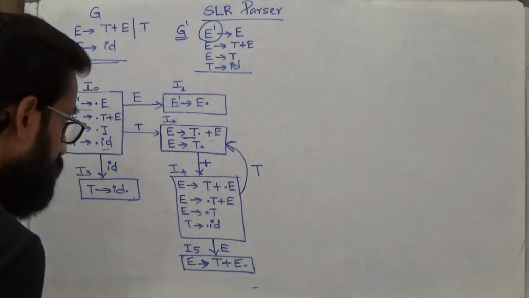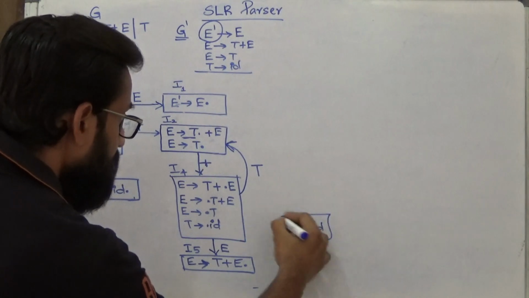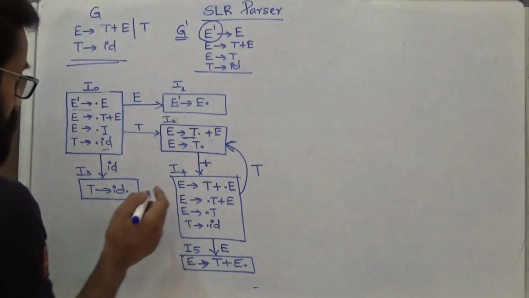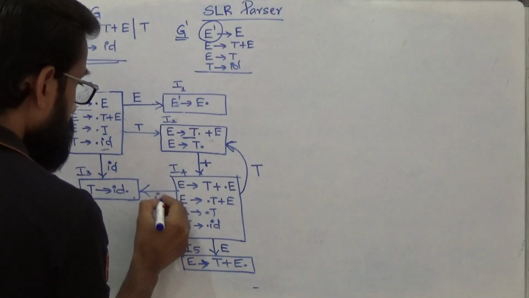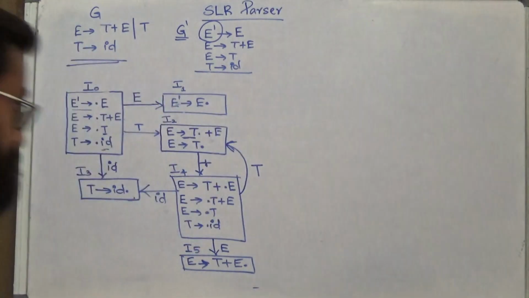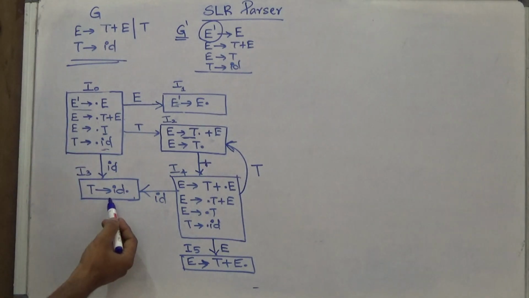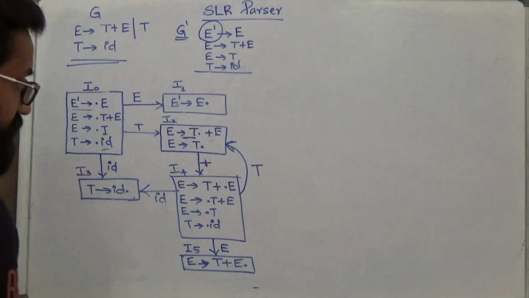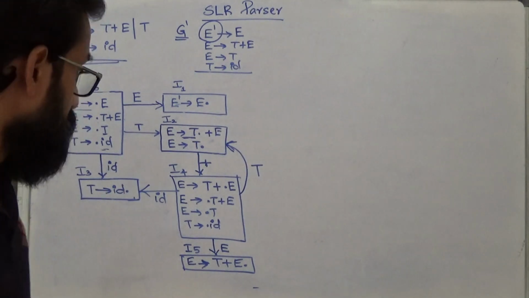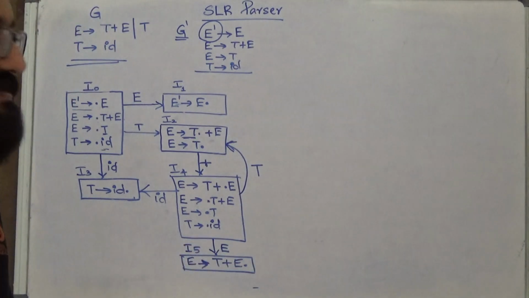Next one is ID. What happens if I apply ID? T giving ID dot. This will be the only item obtained, and that is already there. So from here, the ID transition will go to I3. Now if we process I5, you cannot identify any transition, because the right hand side does not have dot followed by some grammar symbol.